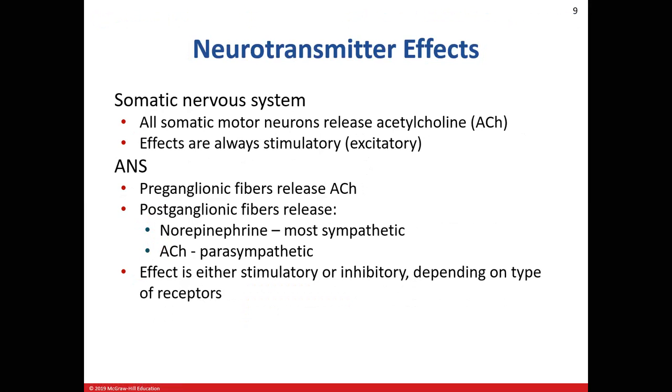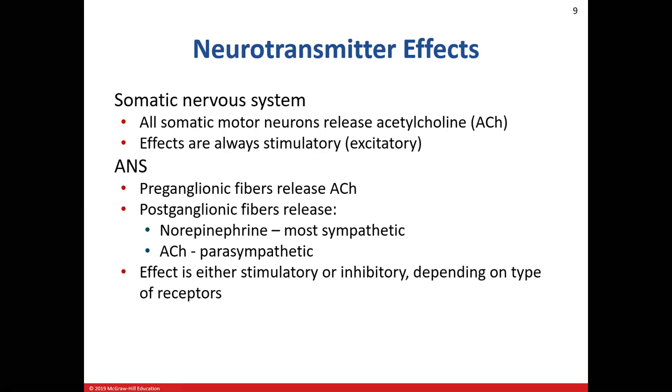So let's take a look at some of the neurotransmitter effects of the autonomic nervous system. Because the neurotransmitter and the receptors that those neurotransmitters bind to really are what help to determine what type of effect these neurons are going to have on the target tissue. When we look at the somatic nervous system, all of our somatic motor neurons are going to release acetylcholine. And we talked about that within our muscular system chapters. The effects in this case are always going to be stimulatory, or what we can also term as excitatory.